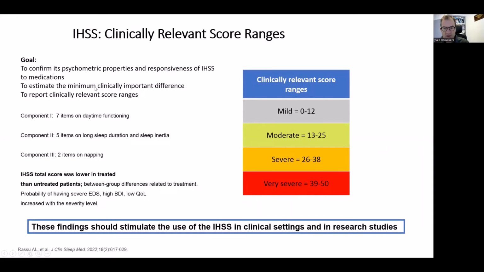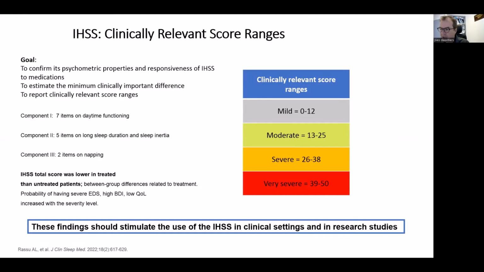And we defined a severity score to classify patients as affected with mild IH, moderate, severe, and very severe. And we defined components as well: daytime functioning, long sleep duration, sleep inertia, and napping. So these findings should stimulate the use of this scale in clinical settings and research studies.